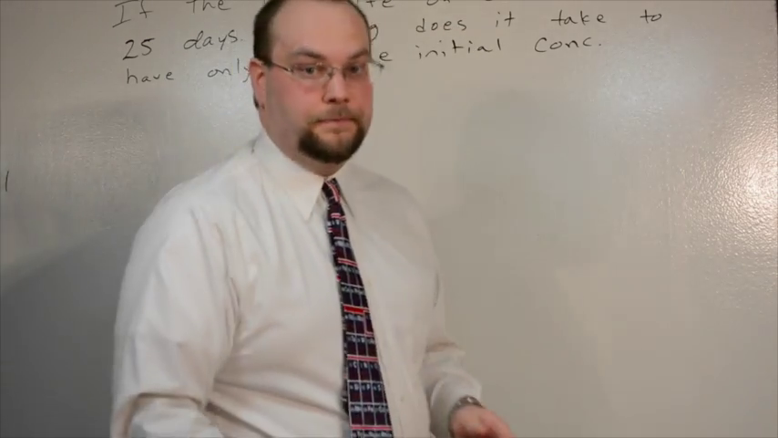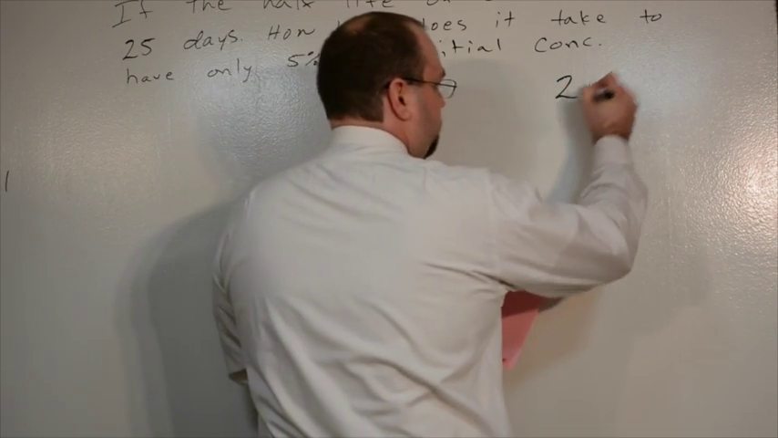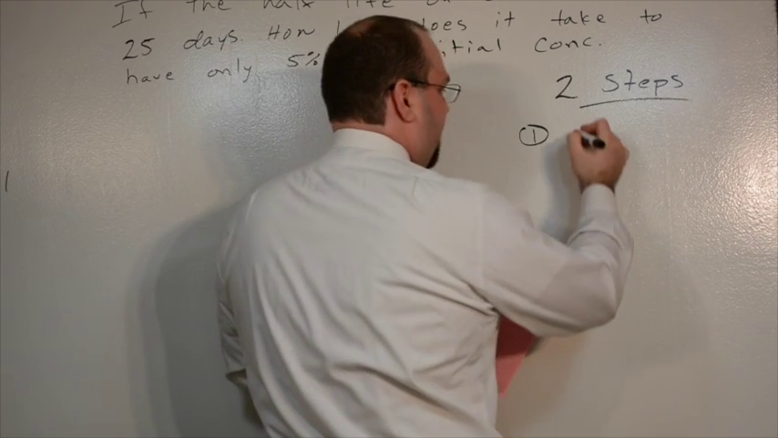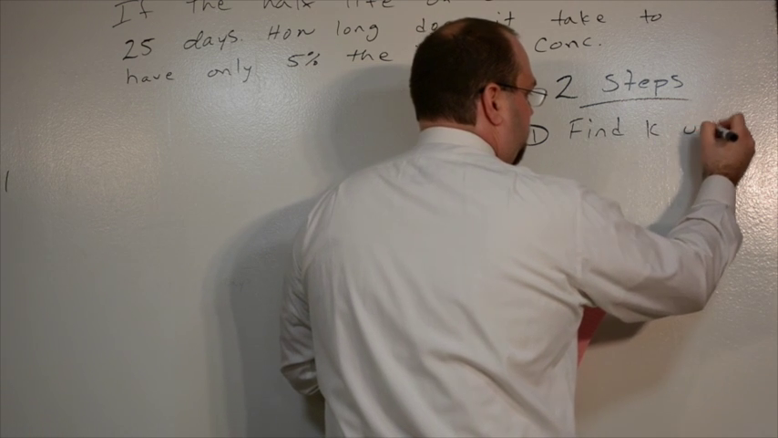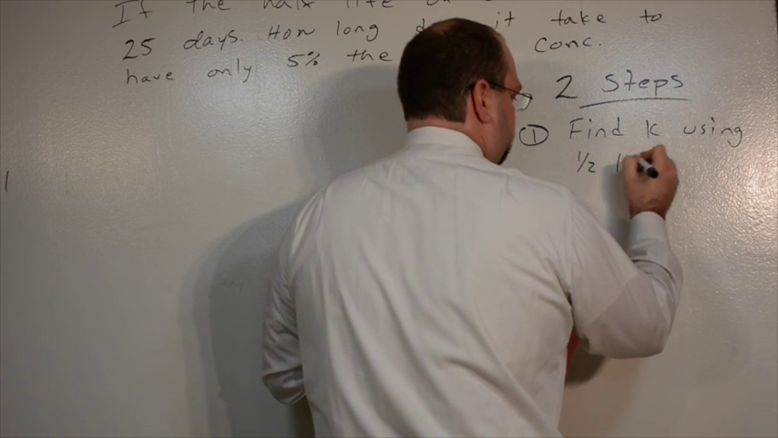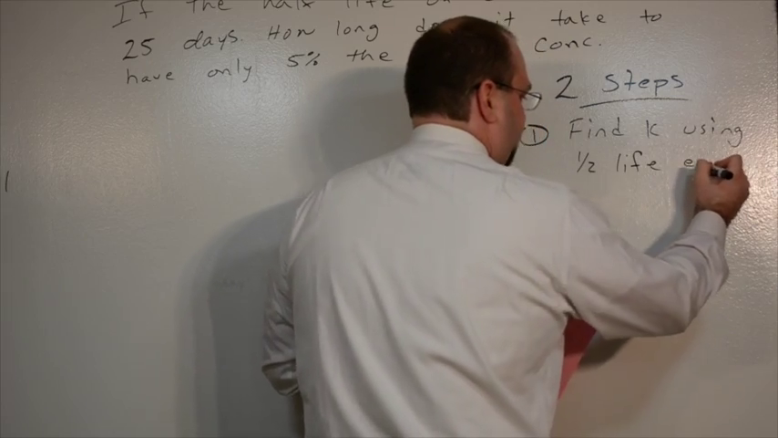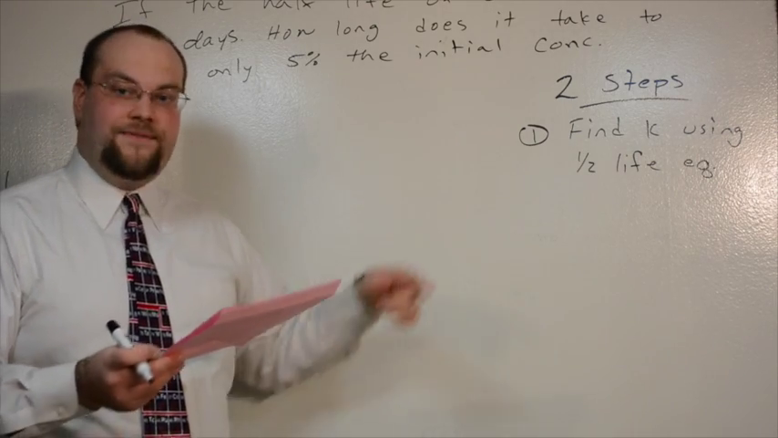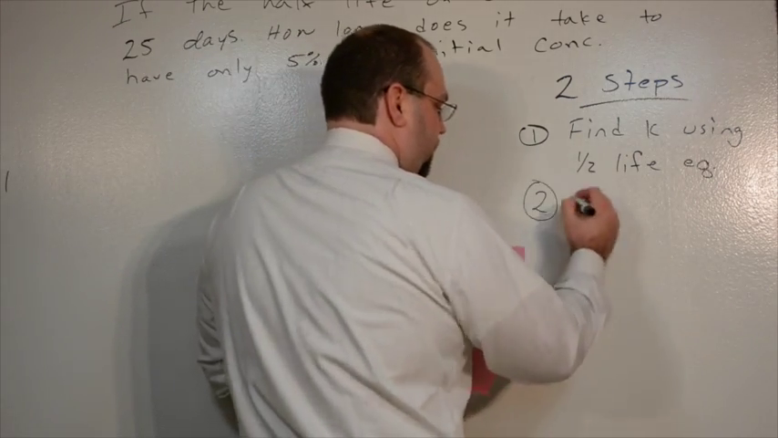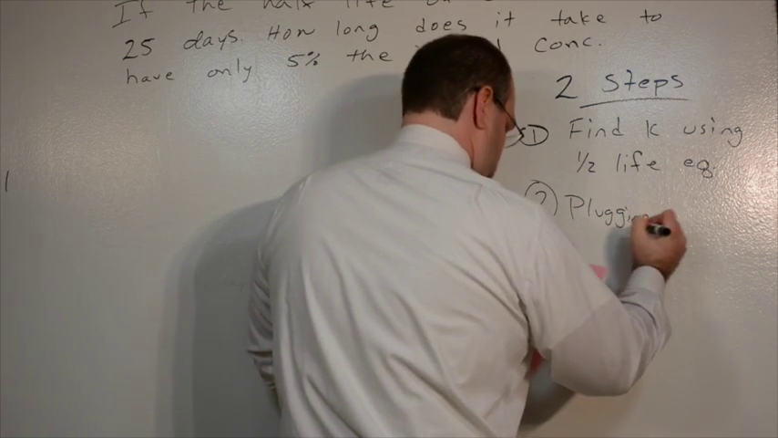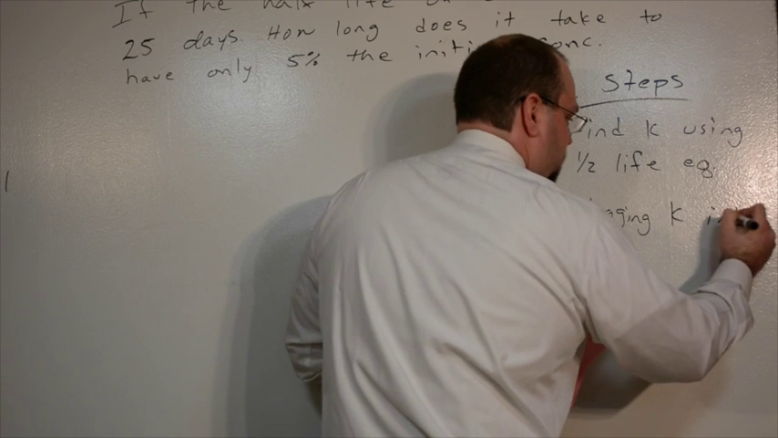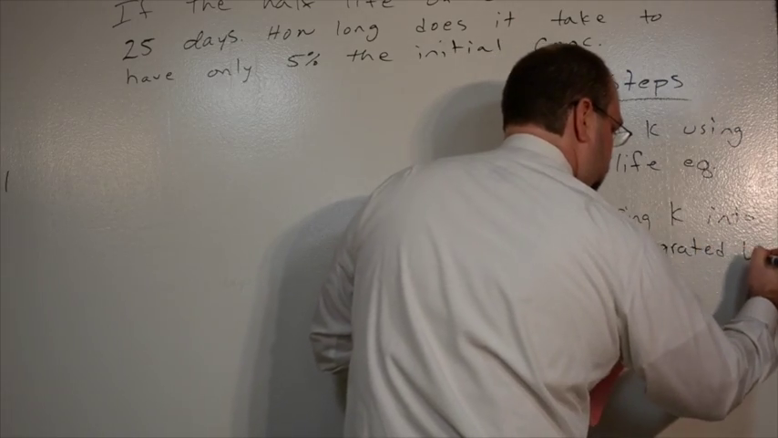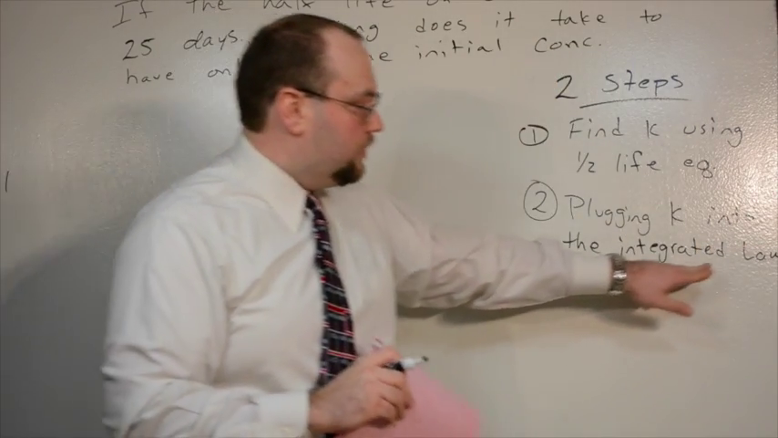Okay, there are 2 things we have to do. There are 2 steps. Step 1, we have to find k using our half-life equation. I'll go over what the half-life equation is for a first-order rate reaction, but we have to actually find our k value. Once we find our k value, it's just a simple matter of plugging k into the integrated rate law. I hope I didn't cut that off, but that last word is law.